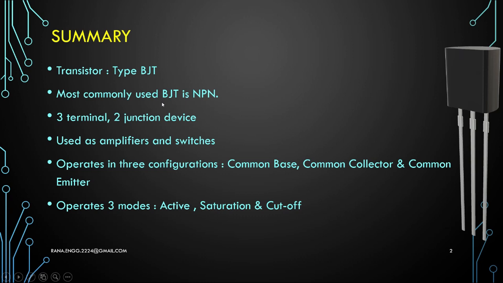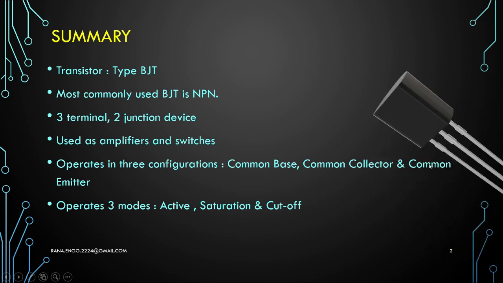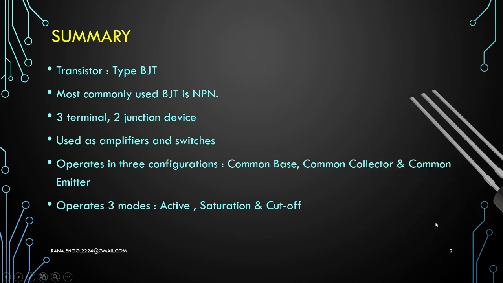So the most commonly used BJT is NPN. In a BJT, we have three terminals and two junctions. It is used as amplifiers and switches. It operates in three configurations: common base, common collector, and common emitter. It operates in three modes: active mode, saturation mode, and cutoff mode. So this is the symbol of transistor. This is BJT. Out of these three terminals, how exactly everything functions, that is part of our study.